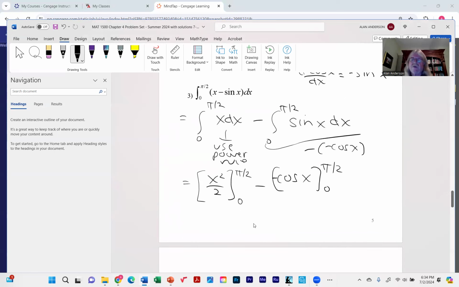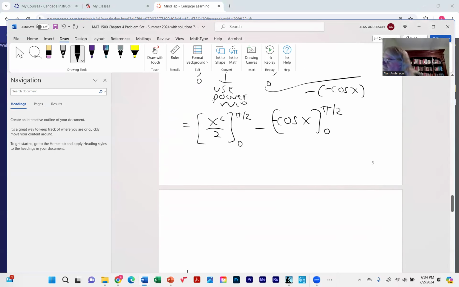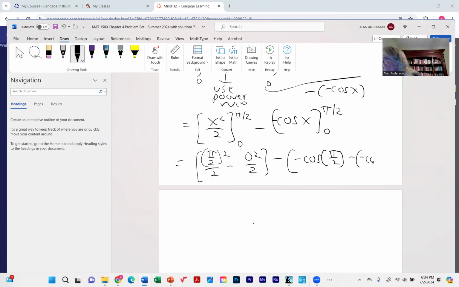All right, now we can just evaluate. So I have pi over 2 squared over 2 minus 0 squared over 2. Over here we have minus cosine pi over 2 minus a minus cosine 0. Okay, so here we have pi squared over 4 over 2 minus 0 plus cosine pi over 2. And then the two negatives here and another one here. This is negative cosine 0.